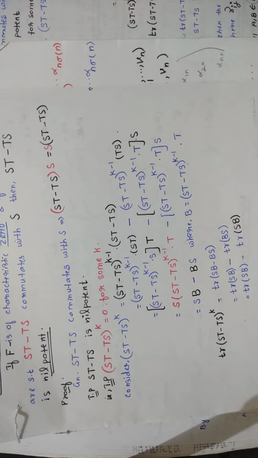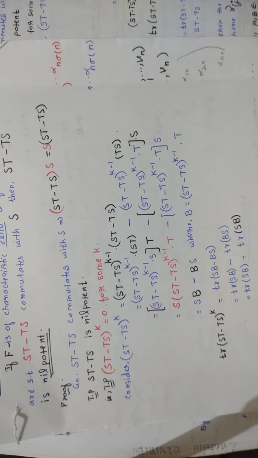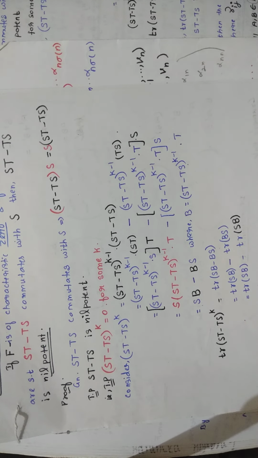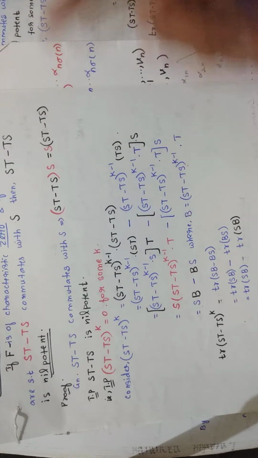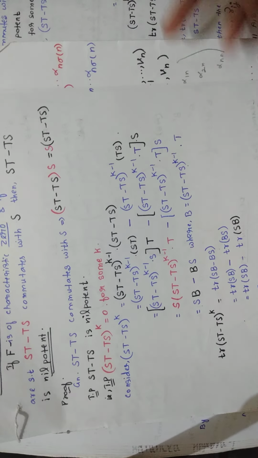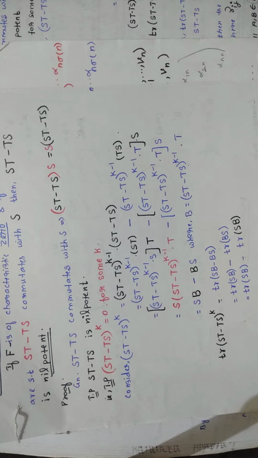Now this is the commutative property, right? What is the commutative property? TS equal to ST. Here ST minus TS commutes with S. That is why you are writing like this, with S here. I hope you can understand.